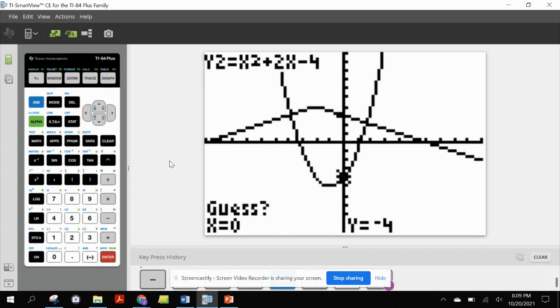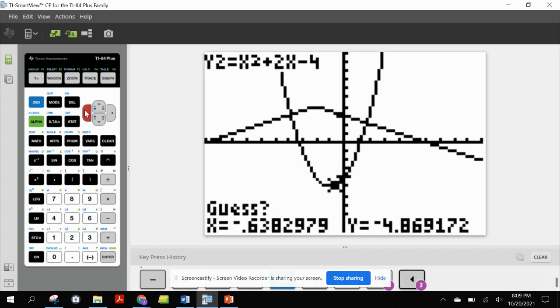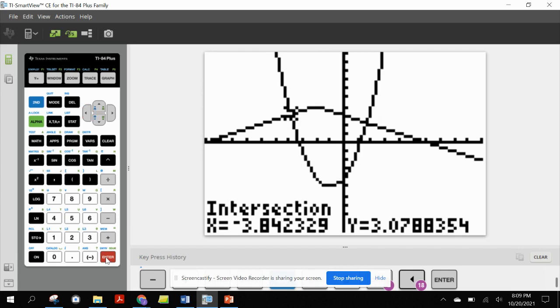It's going to tell you to guess. At this point, because there's 2 points of intersection, you're going to want to use the left and right arrows to get your cursor close to the one you're interested in so the calculator knows to calculate that one. Okay, this is pretty close. Click enter, and it's going to give us the point of intersection. Remember, more than anything, we're interested in the x value. And I'm going to go ahead and say for this one, let's just round to 1 decimal place or the tenths place. So that'll be the same thing as x is equal to -3.8.